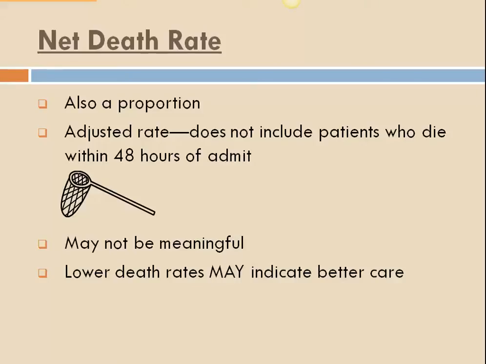better care. Now you see that I have a little net there on your screen, and that's because this rate is calculated just like the gross death rate, except you take the patients who died within 48 hours of admission out. One way to remember that is you take your net and you scoop out a certain population, which in this case is patients who have died within 48 hours of admission.